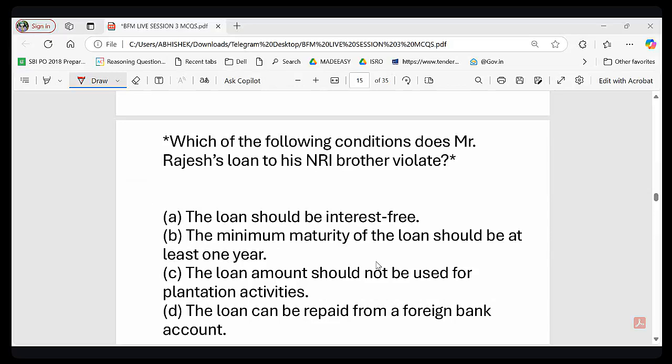Before we reveal the answer, let us break this down step by step with a few mini questions to test your knowledge. On the basis of this question, many questions can be framed. I am just presenting them before you. Under RBI regulation, can a resident Indian give an interest-free loan to an NRI family member? Type yes or no in the chat.